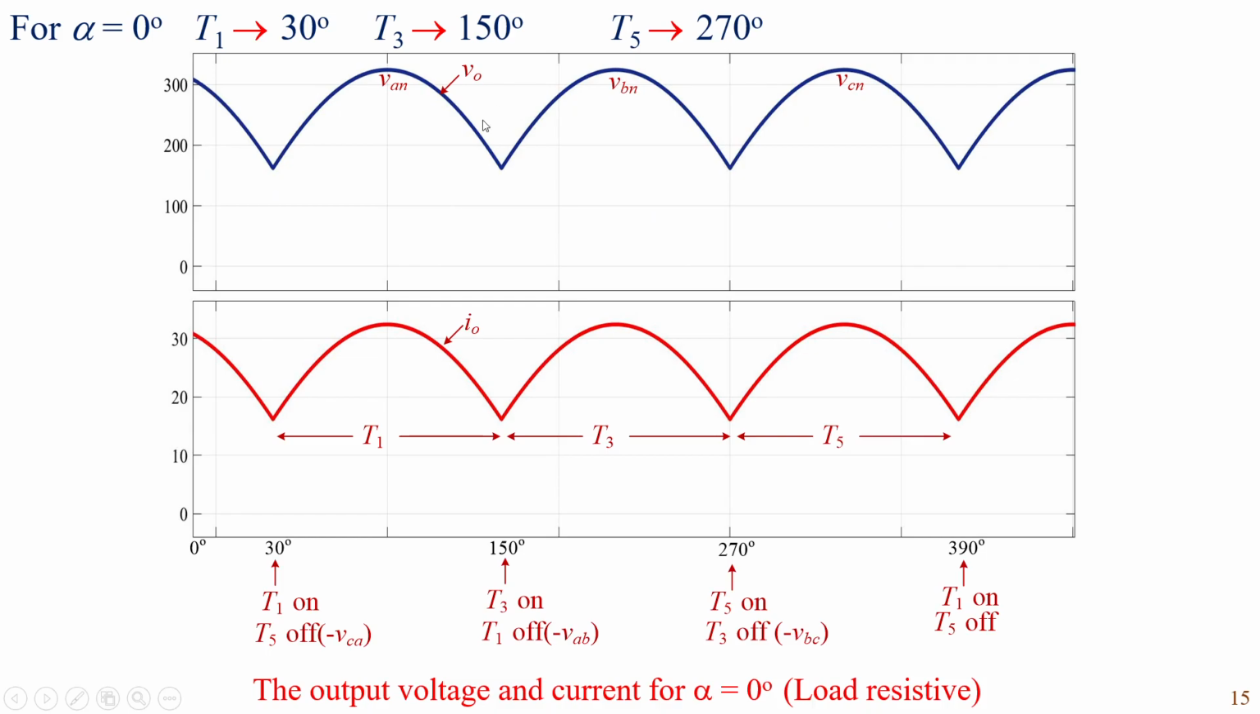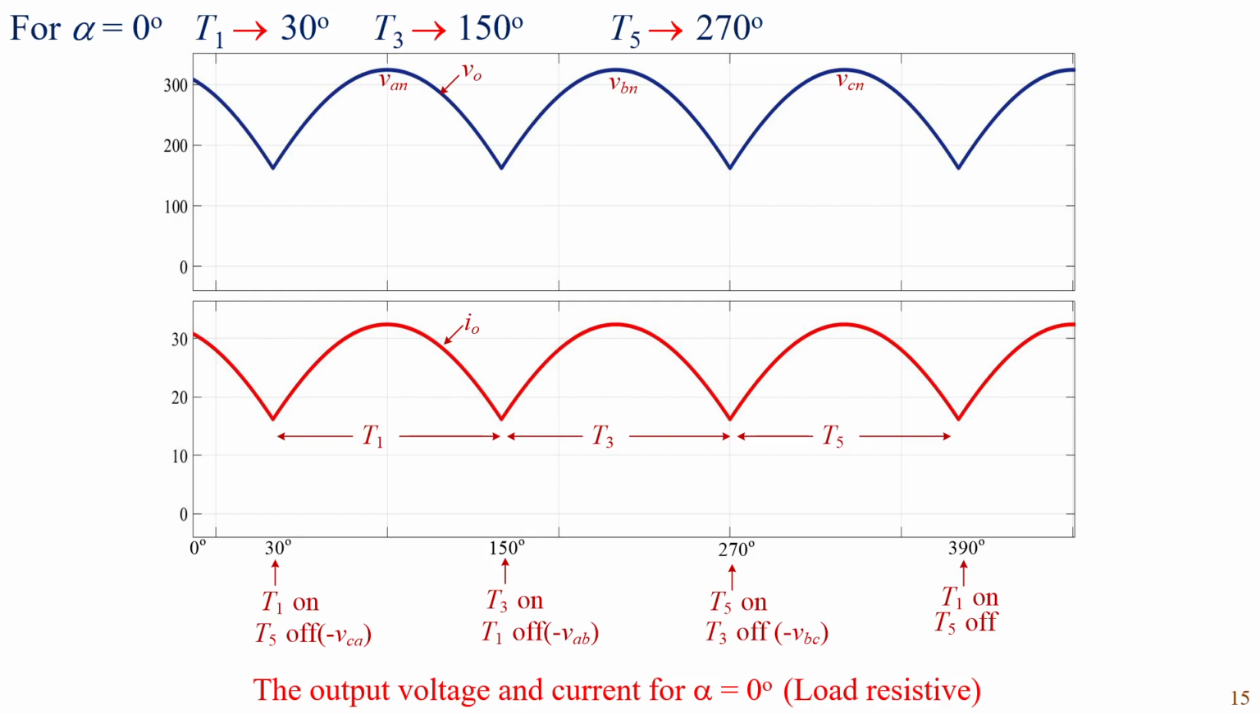This is output voltage and current for alpha equals 0. T1 is turned on at 30 degrees, T3 is turned on at 150, and T5 is turned on at 270. T1 is turned on at 30 degrees. The load is subjected to A phase voltage, and T3 is turned on at 150. And when T3 is turned on, immediately after 150, the voltage VAB is negative and T1 is turned off.